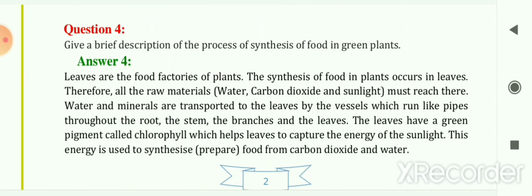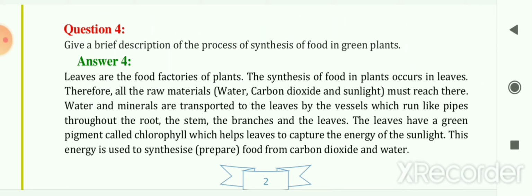The next question is, give a brief description of the process of synthesis of food in the green plants. So leaves are the food factories of plants. The synthesis of food in plants occurs in leaves. Therefore, all the raw materials, that is water, carbon dioxide and sunlight, must reach the leaves.